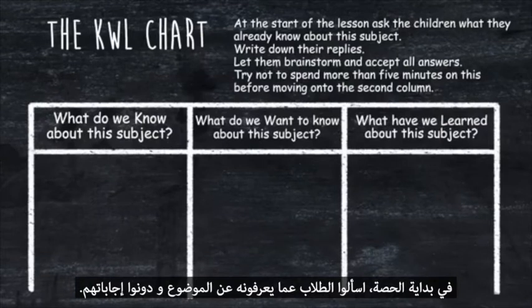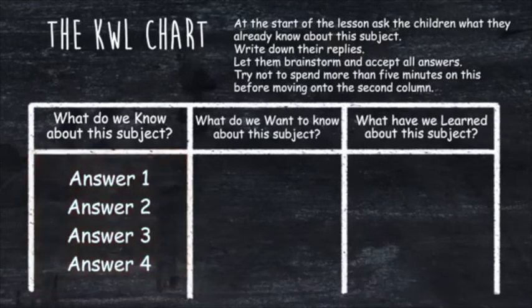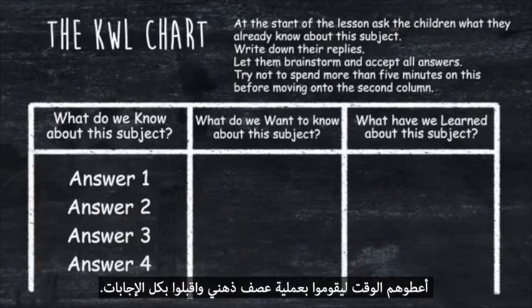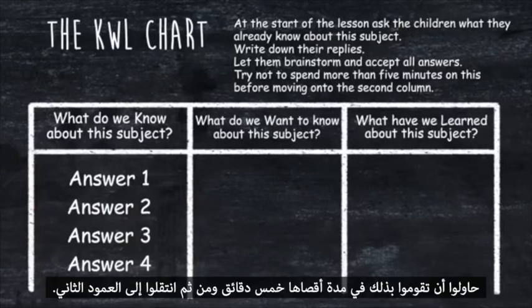At the start of the lesson, ask the children what they already know about this subject. Write down their replies. Let them brainstorm and accept all answers. Try not to spend more than 5 minutes on this before moving on to the second column.